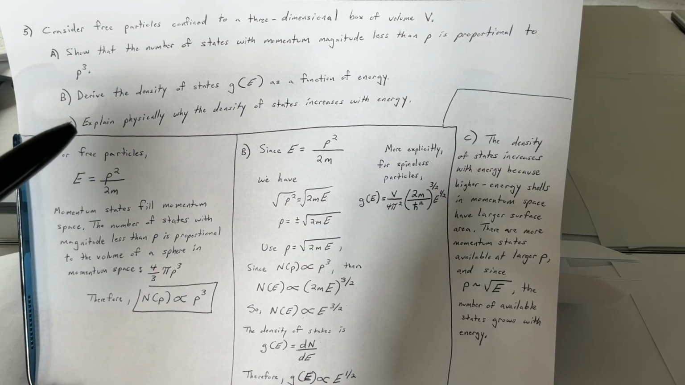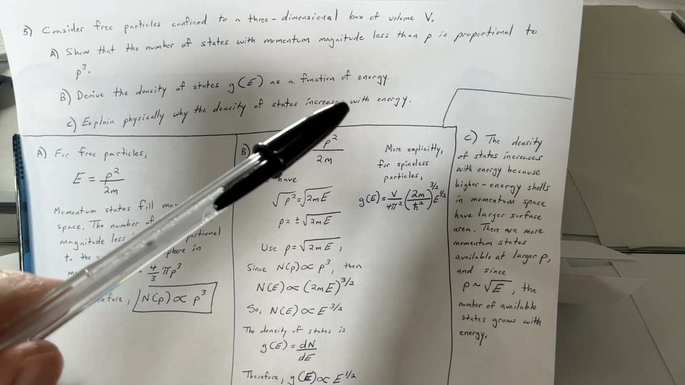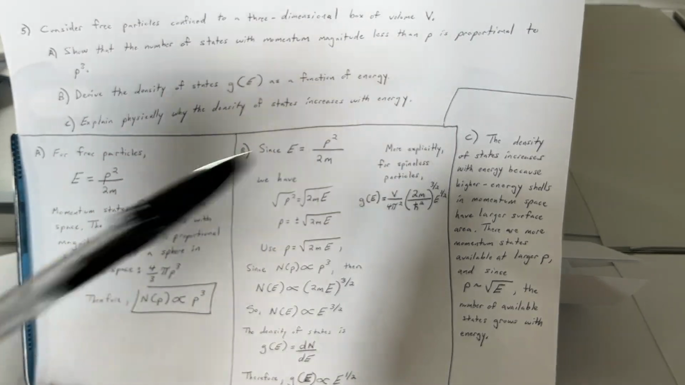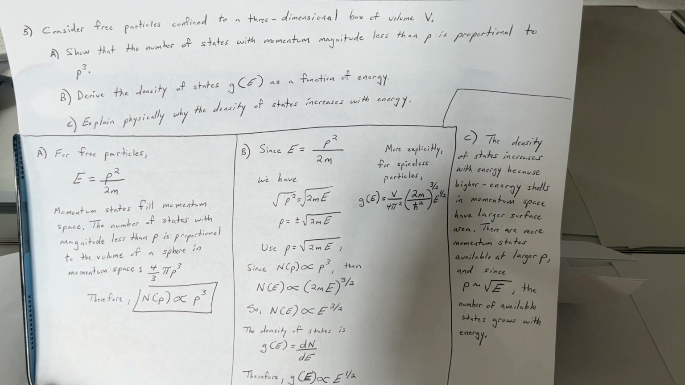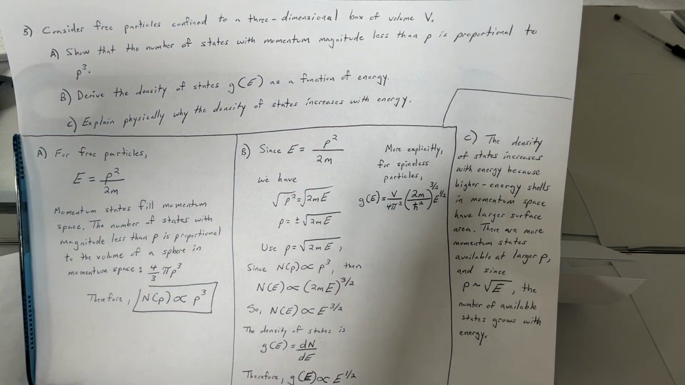Part C, explain physically why the density of states increases with energy. The density of states increases with energy because higher energy shells in momentum space have larger surface area. There are more momentum states available at larger p, and since p is proportional to the square root of E, the number of available states grows with energy. Okay, so that takes care of number 5.